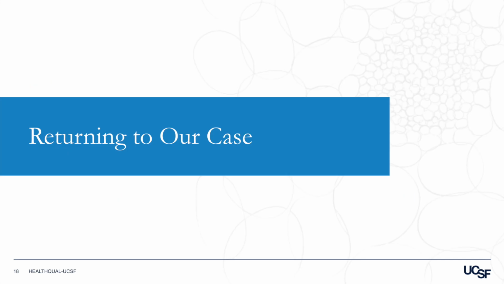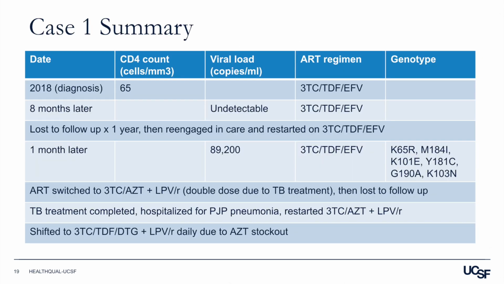So going back to our case, again, here is a summary of the case. We got to about the middle of the table here. The patient was switched based on his regimen to lamivudine, zidovudine, lopinavir, ritonavir, which was double dose because of his TB treatment.